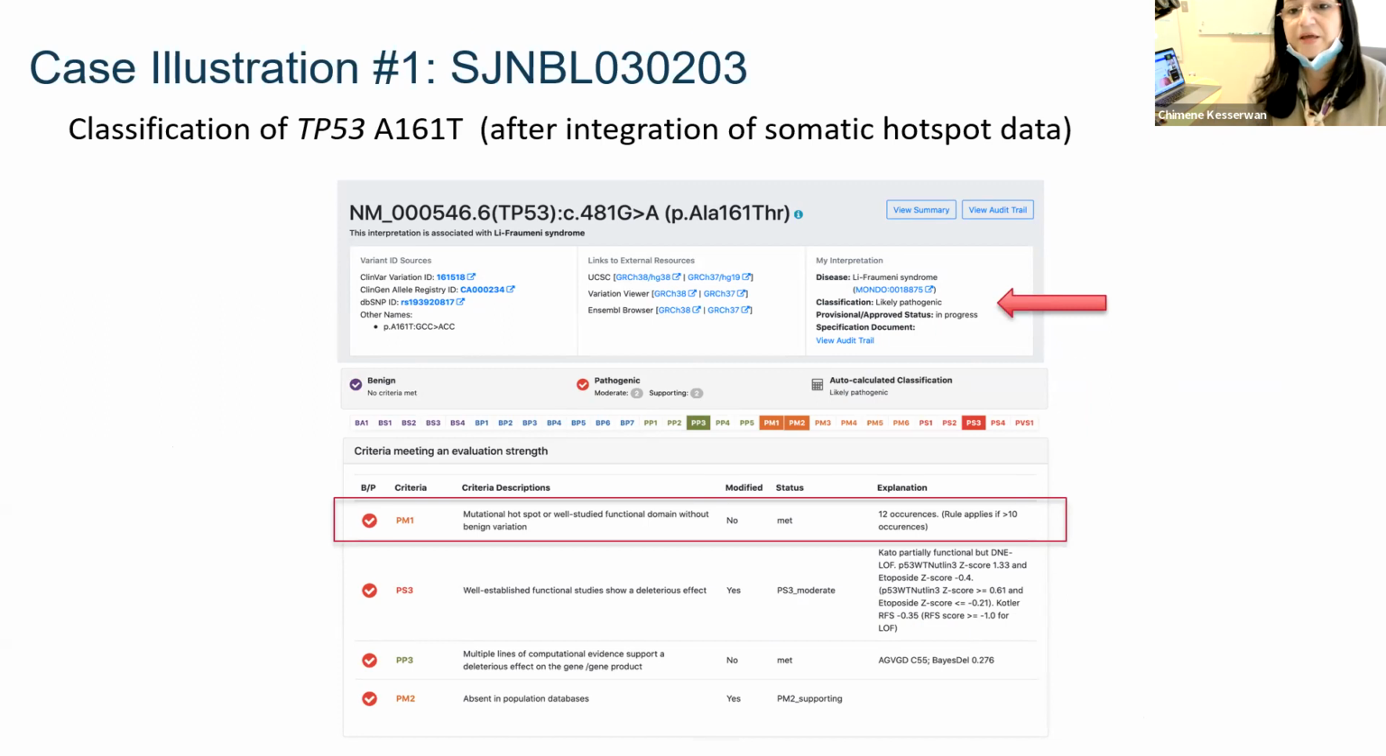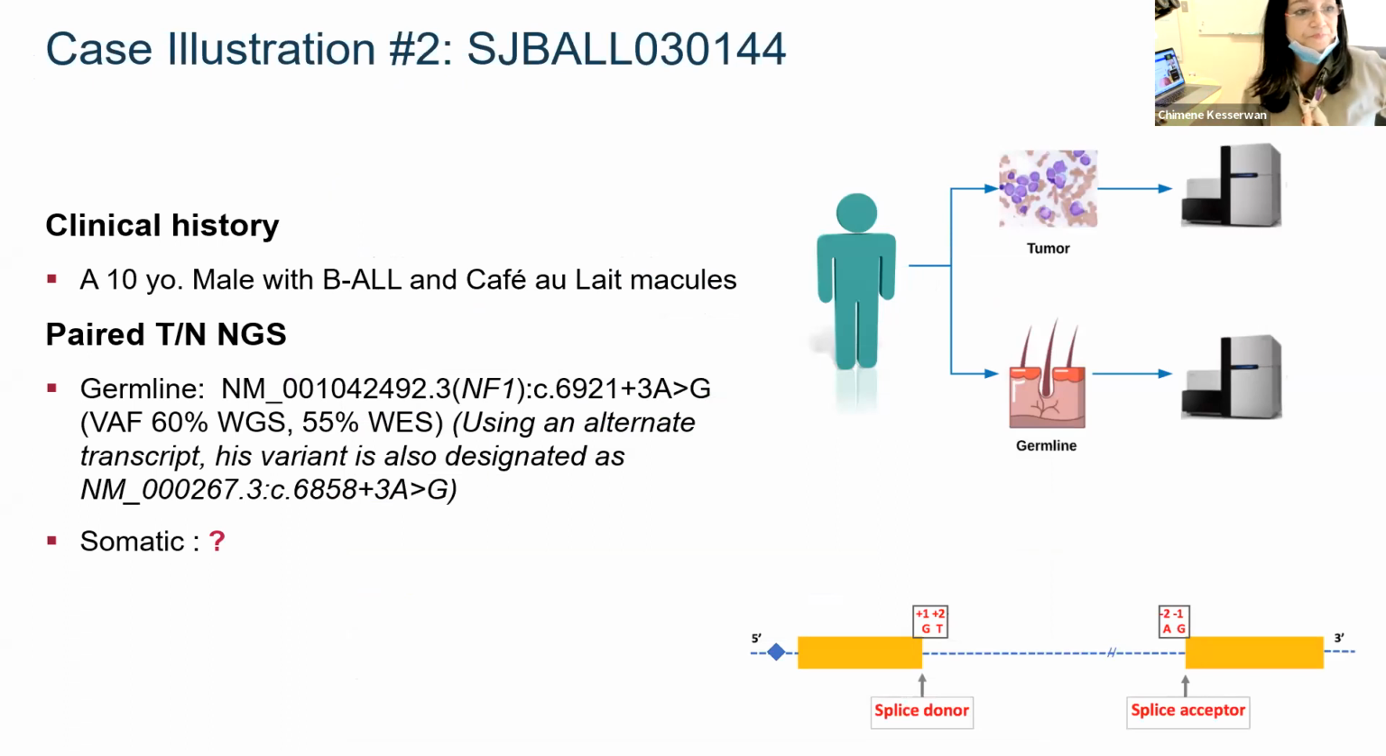And by the way, I did run this variant by Sharon Savage and Megan Frone and her team, and we have a consensus that this is a likely pathogenic variant. So that was the first example where I showed you how to integrate the data, genomic data from the hotspot. Let's move to the second example. A 10-year-old male with B-ALL and café au lait macules. Here's our patient. He has B-ALL.